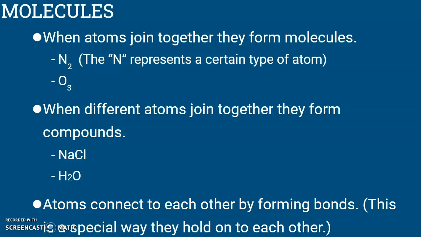O3 is also known as ozone, are 3 oxygens that are stuck together. When different atoms join together, they form something called compounds. And these compounds are how atoms build everything around you. Okay? So sodium chloride, sodium and chlorine bonded together makes salt. That's just table salt. Sodium is completely different than sodium chloride. Chlorine is completely different than sodium chloride, but they bond together and they make something completely new and different.